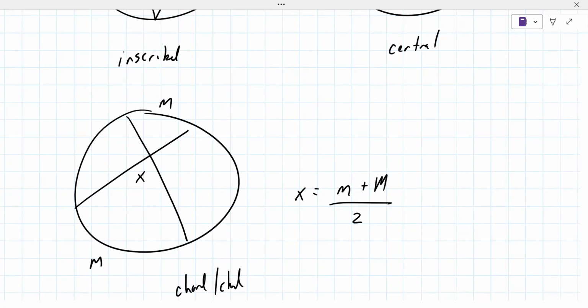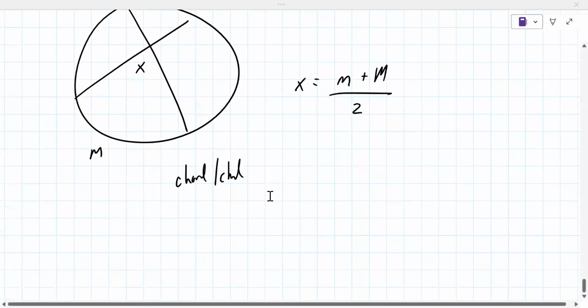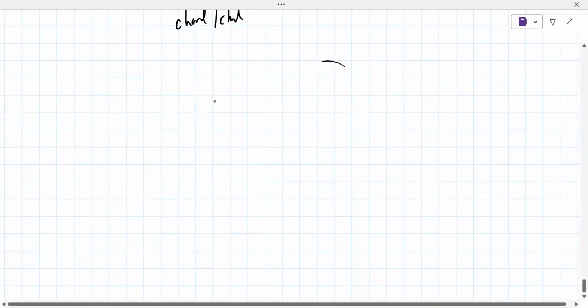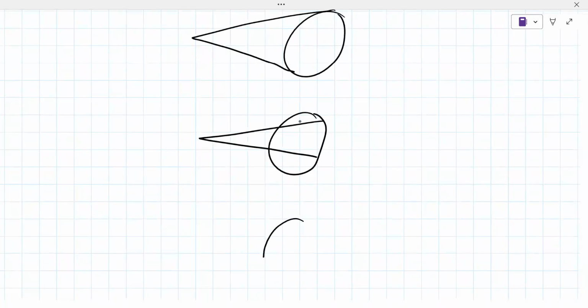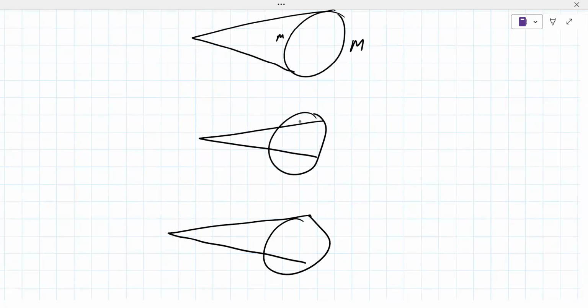I don't know if you want me to run through all of them, but there were three possibilities. There was tangent, secant. Secant means it cuts through twice. Tangent means it just touches. And then there's tangent-secant. And in all cases, you have this notation here: X equals big M minus little m divided by 2. And that takes care of all the angles.